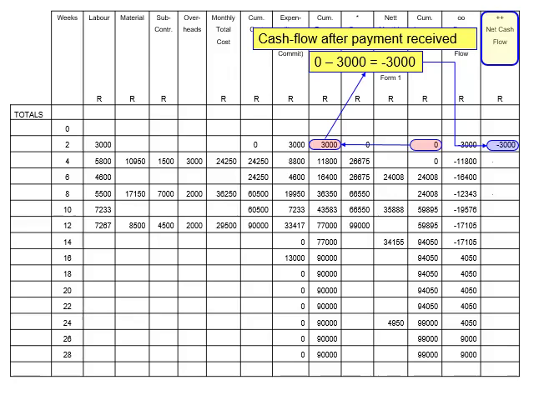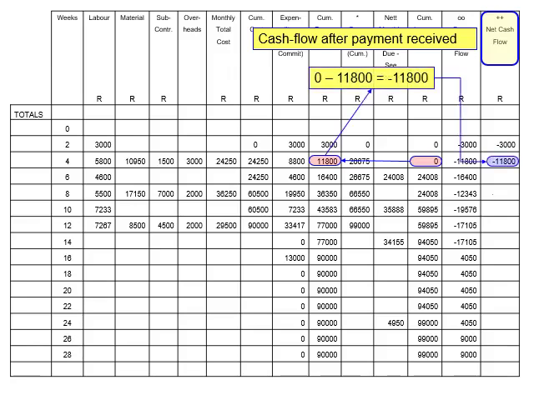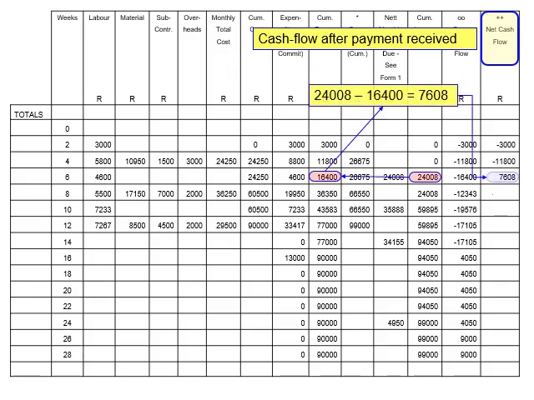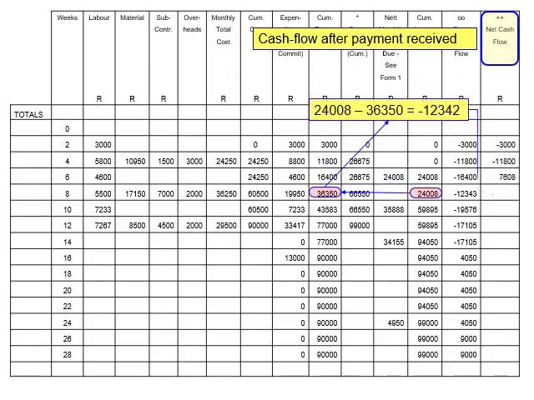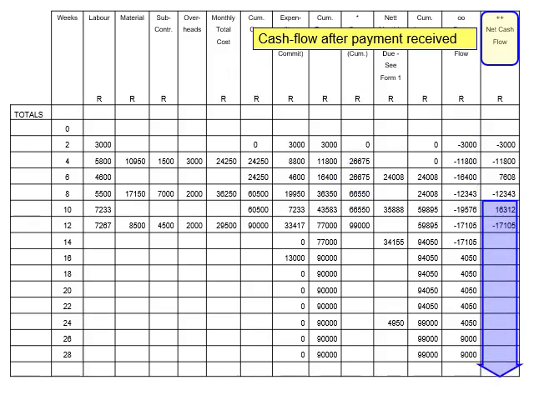Repeat the calculation for week 4. The amount under the cumulative income due column in week 4, 0, minus the amount under the cumulative expenditure column in week 4, 11,800 Rand. Record the answer, minus 11,800 Rand, under the net cash flow column in week 4. Do the same for week 6, resulting in 24,008 less 16,400, which equals 7,608 Rand, positive, and week 8, resulting in 24,008 less 36,350, which equals minus 12,342 Rand. Continue with the calculation until week 28.